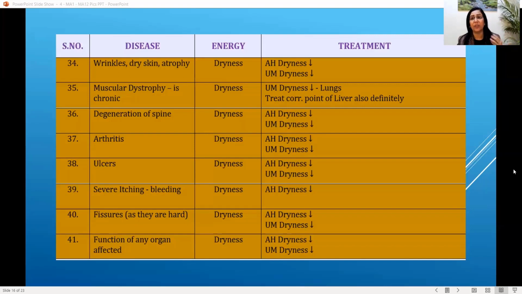For arthritis, which is literally all over the body, the big cause of arthritis is degeneration in the joints and everything, which is usually due to dryness energy. So for this also, you have to sedate the dryness meridian, which is the lungs meridian.